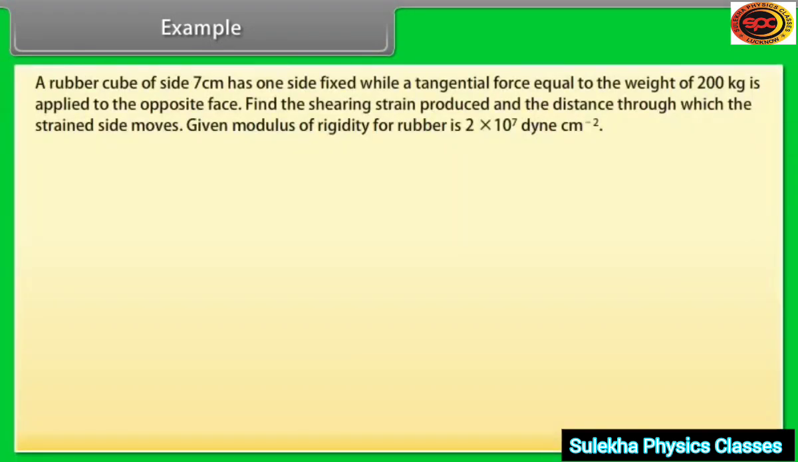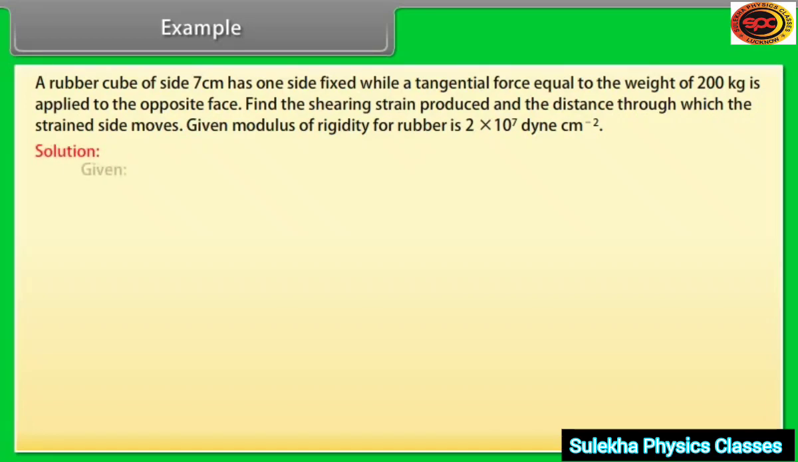Example. Let's take an example of elastic moduli. A rubber cube of side 7 cm has one side fixed with the tangential force equal to the weight of 200 kg applied to the opposite face. Find the shearing strain produced and the distance through which the strained side moves. Given, modulus of rigidity for rubber is 2 into 10 raised to the power 7 dyne per centimeter square.